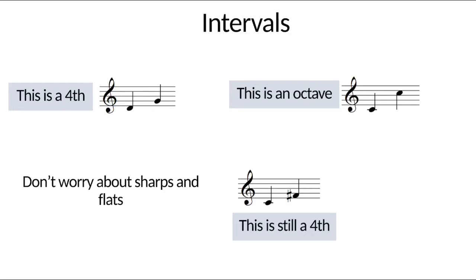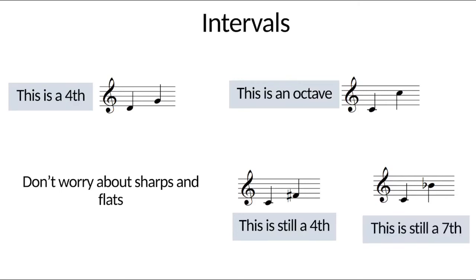Here's one that uses a flat this time. This is the lowest note. That's number 1. That's a C. Here's the other note. It's a B flat. You can forget about the flat though, as long as you're remembering the letter B. So C's 1, D's 2, E's 3, F's 4, G's 5, A's 6, B 7, B flat. Still a seventh. Doesn't matter about the sharps and flats.